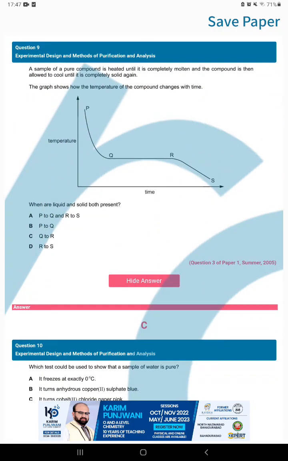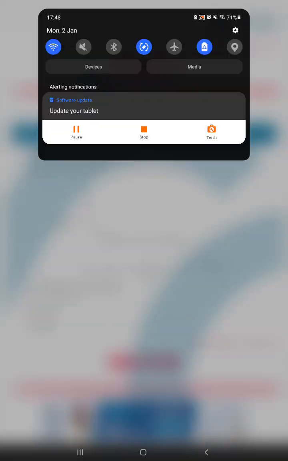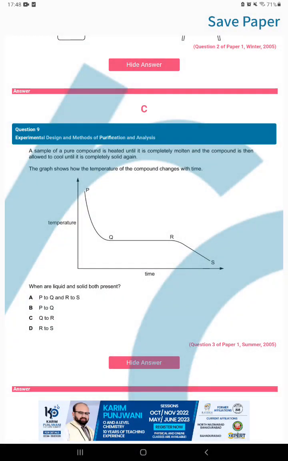Moving on. Question number 9. A sample of pure compound is heated until it is completely molten, and the compound is then allowed to cool until it is completely solid again. The graph shows how the temperature of the compound changes with time. When are liquid and solid both present? What do you think? P to Q, Q to R, R to S.